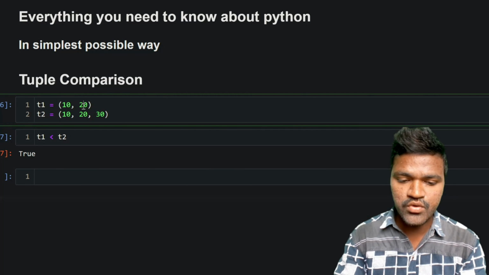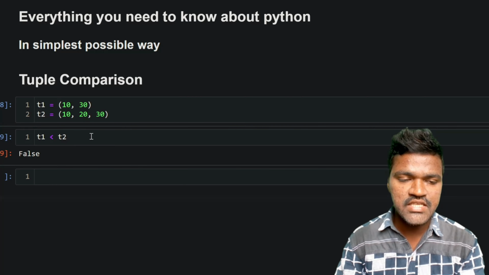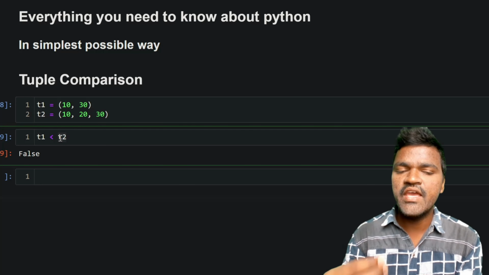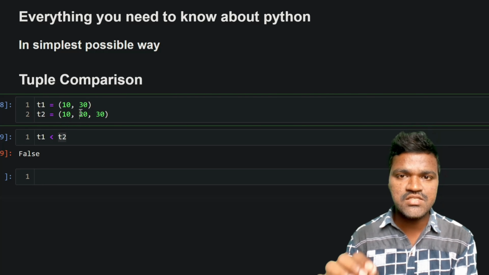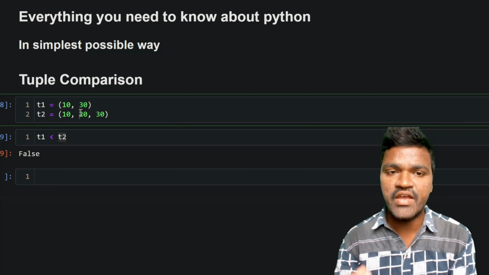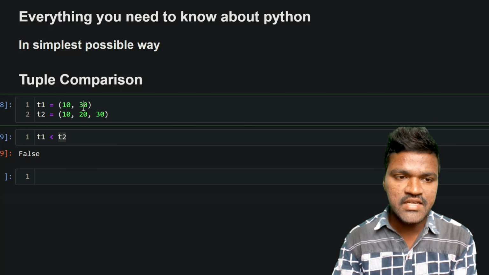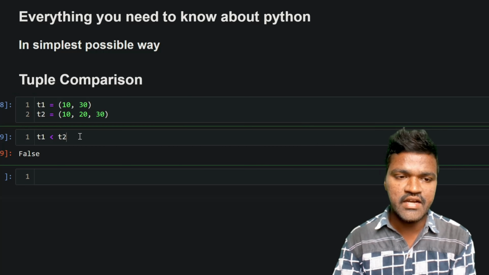Let's say I put 30 here and execute this and this, you can see T1 less than T2 became false. Though we have fewer elements in T1, we are getting false. The reason is that we are not comparing based on how many elements there are, rather we are comparing element by element. So this 30 is not less than this 20. Because of that reason only we are getting false.